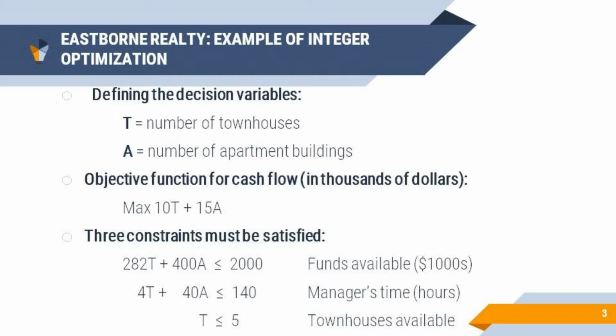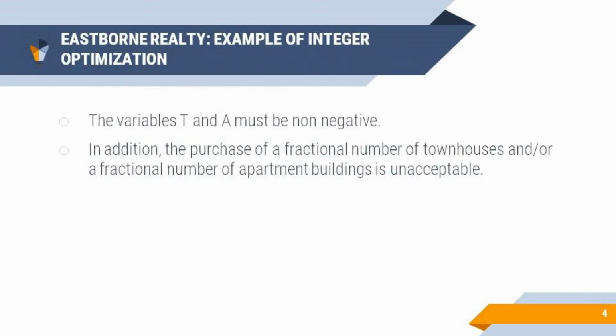The last constraint is related to the availability of townhomes. So T has to be less than or equal to 5 because there are 5 townhomes available. The variables T and A must be non-negative. We can't buy negative 1 townhomes or negative 1 apartment buildings because that won't work. And in addition, the purchase of a fractional number of townhomes or a fractional number of apartment buildings is unacceptable. And that's the nuance that we have to address now.